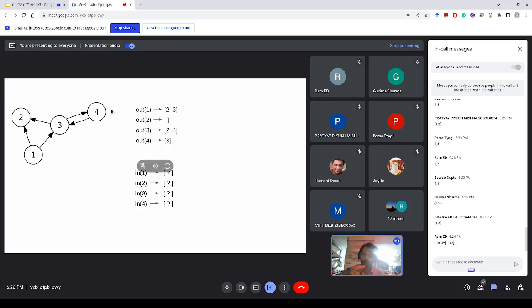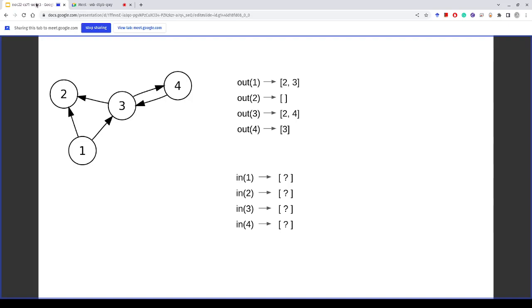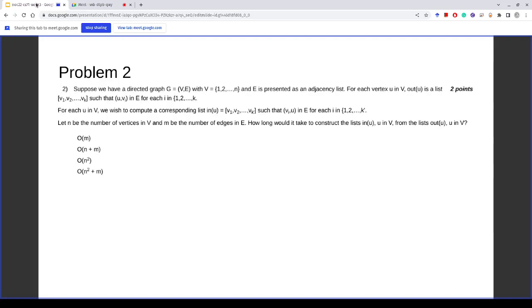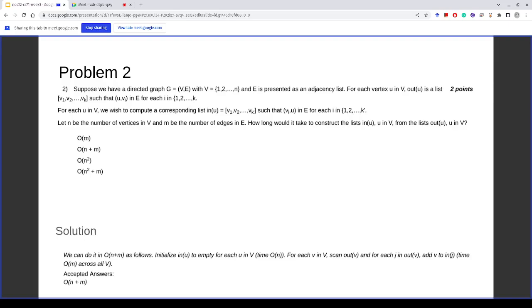Okay, so if you are to solve this question in an abstract fashion in terms of n and m, then basically you're going on each of these vertices and you're looking at all of the edges. So when the algorithm completes, you would have gone on all the n vertices and all the m edges. Okay, so to fill this complete n list from out list, you have to look at n vertices plus m edges. So the solution would be O(n plus m).